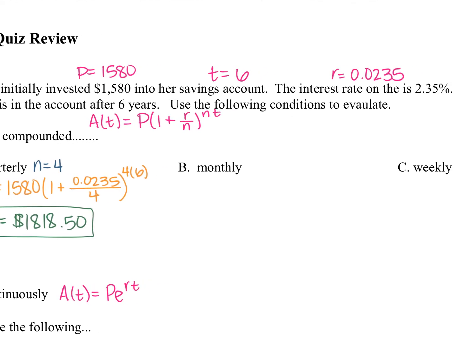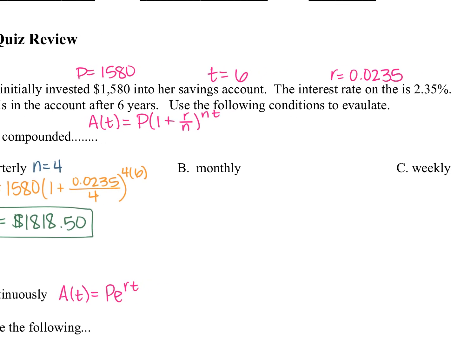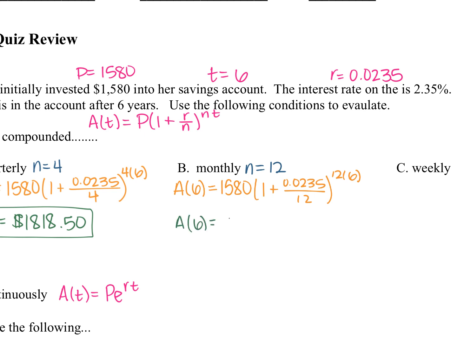For example B, we have monthly. That means that our N, there's 12 months in a year, N is equal to 12. So we're going to plug all of this stuff in. We have A of 6 is equal to 1580 times 1 plus 0.0235 over 12 to the power of 12 times 6. Plugging this into our calculator and rounding to 2 decimal places, we should get A of 6 is equal to $1,819.00.